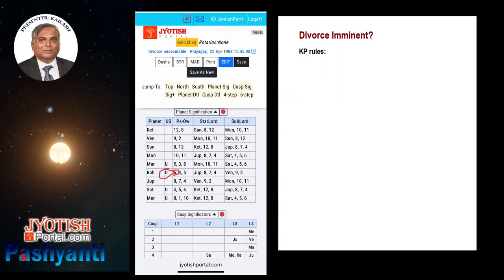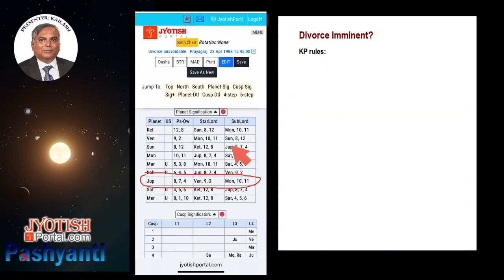Now let's look at, since now the separation has happened, so obviously the question is, is there going to be any reconciliation or reunion or compromise? That's one of the questions. Or will it go to the court, and what will happen? Those kinds of things. So when I was looking at it, I realized that the Jupiter period has started, and this is where sometimes it becomes tricky.